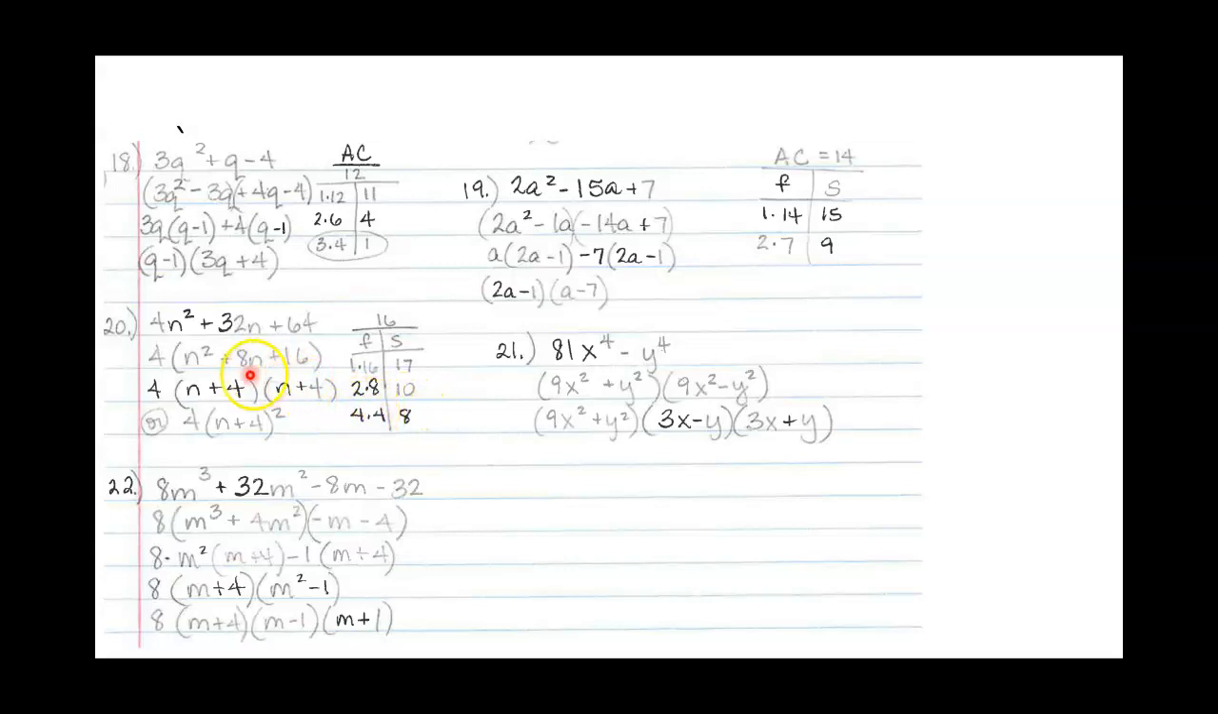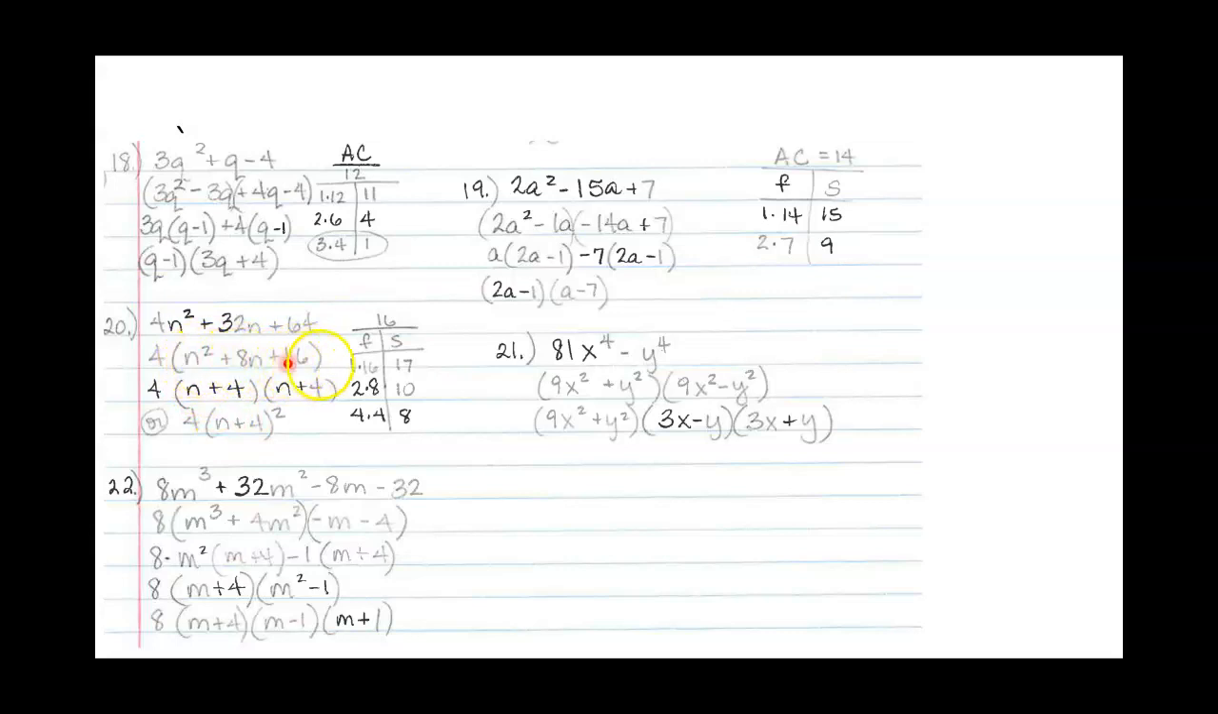There it is right there. So I'm going to choose the 4 and the 4. Remember, sum's same. They're both going to be positive or both negative, and they're going to be the same as this middle term. So they're both going to be positive. And so that would be 4 times n plus 4 times n plus 4, or 4 times n plus 4 squared. So this is a perfect square trinomial.